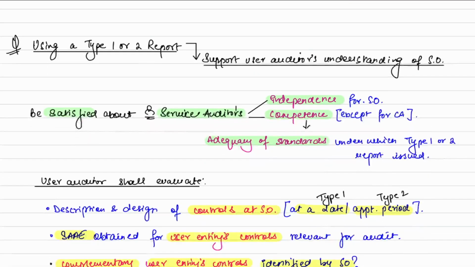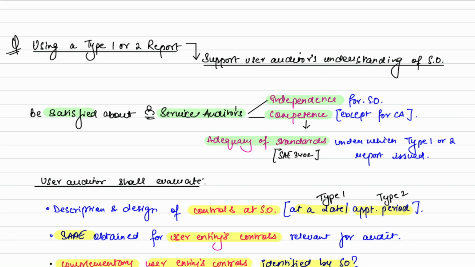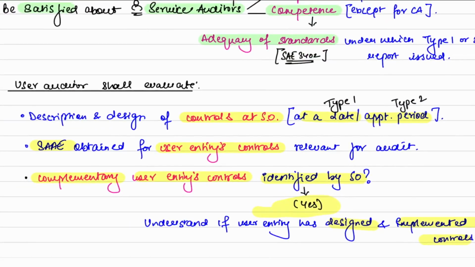Before you understand their controls, be satisfied about the service auditor's independence and competence. Competence, you don't need to check if he's a chartered accountant, and see whether he is doing the work as per the standard. The standard means SAE 3402 that we are going to cover in the next session. Okay, sir. Then you need to evaluate 3 types of control. Control at the service organization, description and design of control at the service organization at a date or appropriate period. For a type 1 report, it is at a date. For type 2, it is for a period.